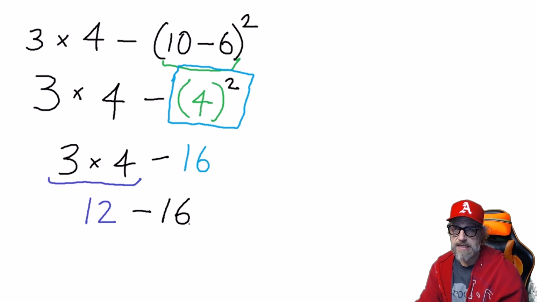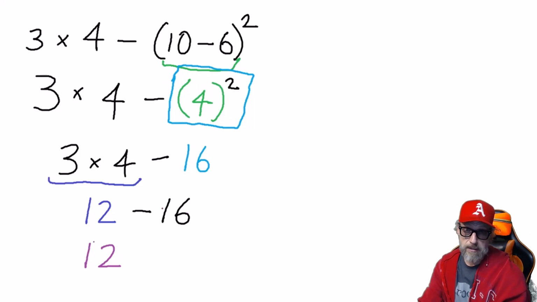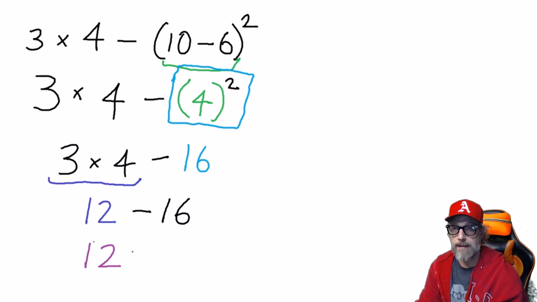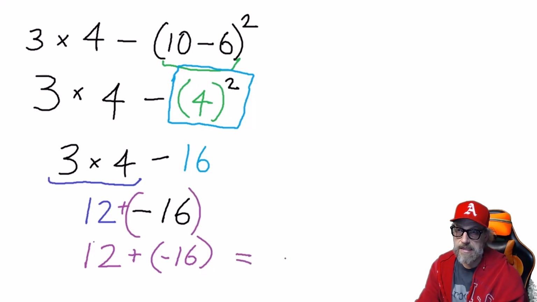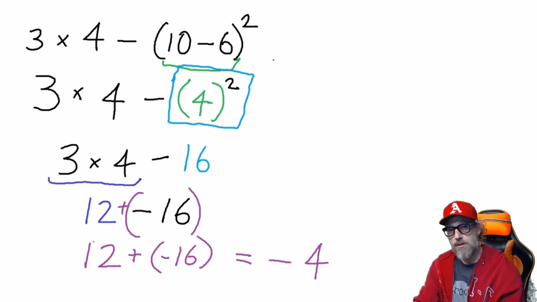12 minus 16. And maybe you are in a place where you say, well, subtract, especially when I see negatives might be coming into play, we change subtracting to adding the opposite. I am definitely in favor of that. So 12 minus 16 is the same as 12 plus negative 16, to give us a result of negative 4 for the value of this expression. Okay, so far so good.